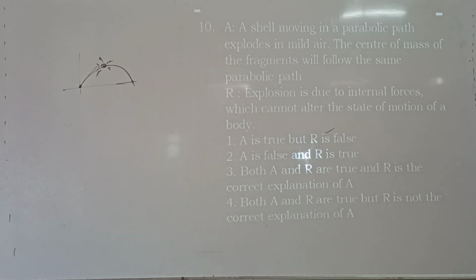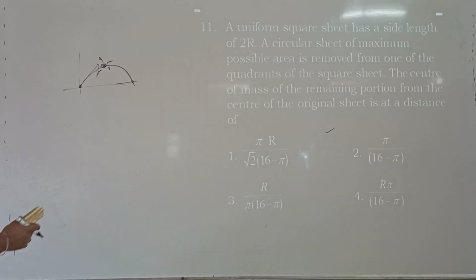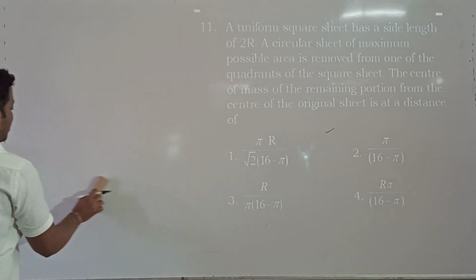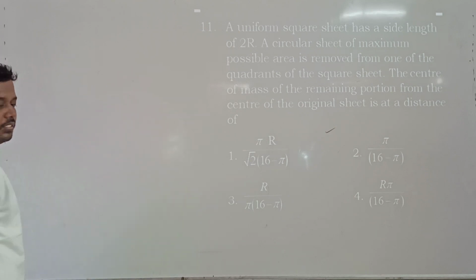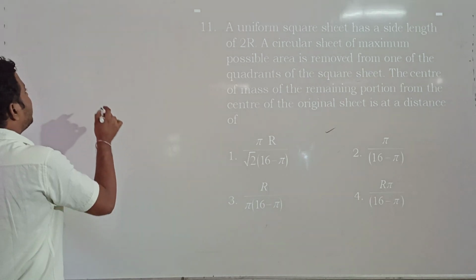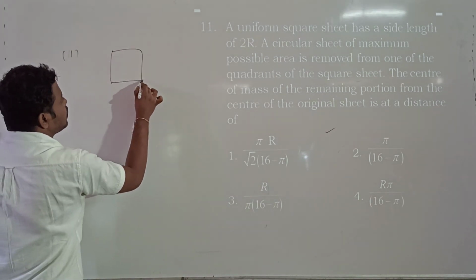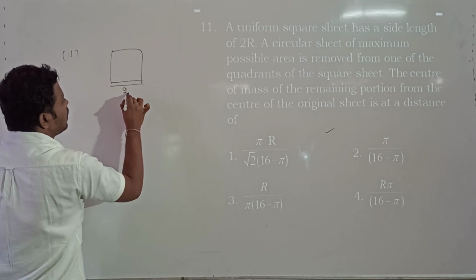Question number 11. This is a question based on center of mass. For center of mass questions you have to go through the concept clearly. The center of mass of a uniform square sheet, whose side length is given as 2r. One square sheet is there, and its side length is given as 2r.